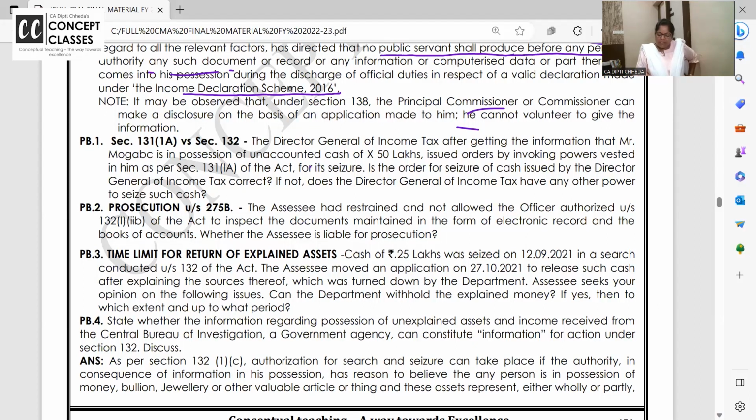For its seizure. Is the order for seizure of cash issued by the Director General of Income Tax correct? If not, does the Director General of Income Tax have any other power to seize the cash? हाँ, अगर आपको लग रहा है कि किसी ने 50 लाख रुपए अनअकाउंटेड कैश रखा है, तो you can't use the powers of 131(1)(a). 131(1) is those call for documents and all, inspection and all. So write down the answer. 131(1)(a) is for inspection.